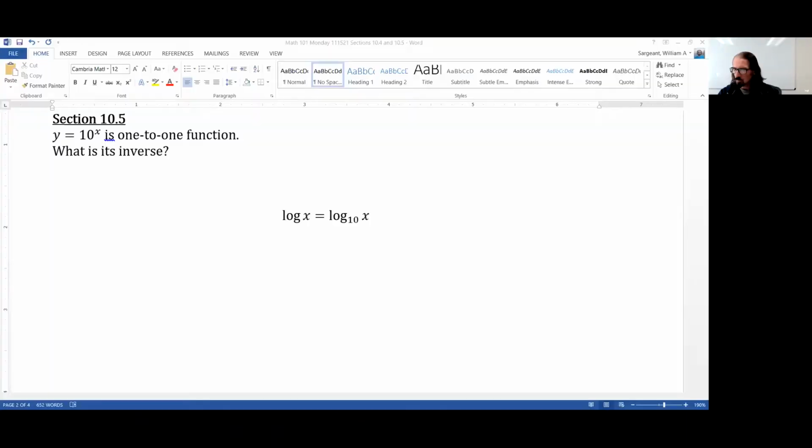This is on section 10.5, and we're going to take a look at two very special bases and using them with logarithms. The first of these bases is base 10. It's also referred to as the common base because it's so important. When we work with logarithms in base 10, we leave out writing a base. That is the common log. Common log is base 10.